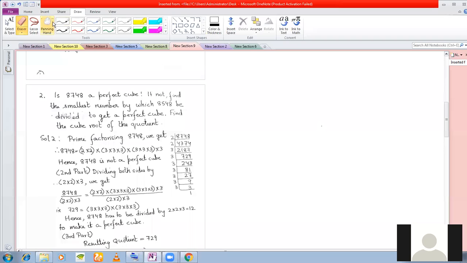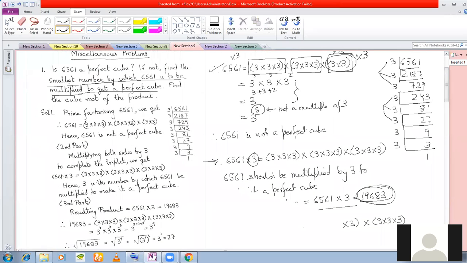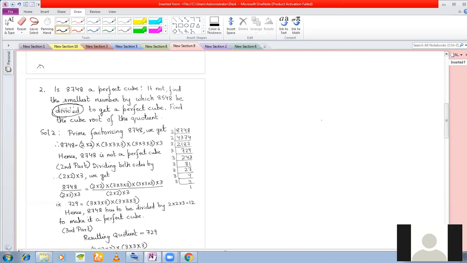The question here is, again, the same type of question, just as we had in perfect squares. The question is, is 8748 a perfect cube? So we need to check. Again, we'll prime factorize and check in the usual manner whether we are getting triplets or not. Next part is, if not, find the smallest number by which 8748 must be divided. In the previous question, we had multiplied, right? In this question, we need the number by which it should be divided to get a perfect cube. And the question is, find the cube root of the quotient.